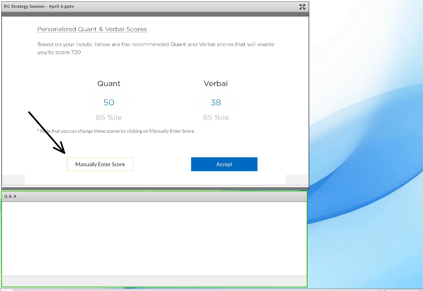Now, if you don't like it, you can obviously change this by clicking over here. But now that you've decided that you're going to aim for a Q50 and a V38, you still have to figure out how do you get to a Q50?